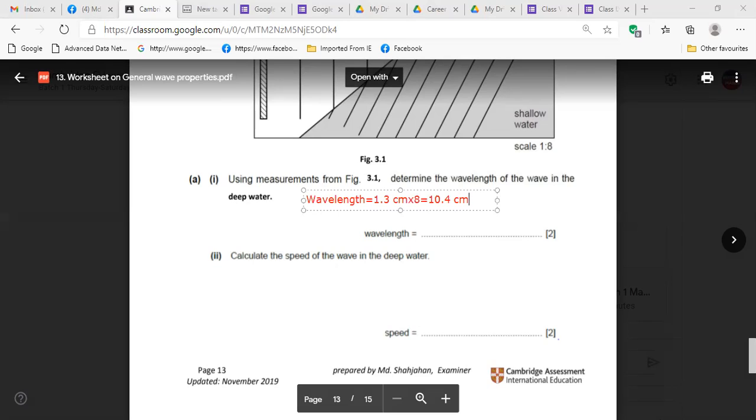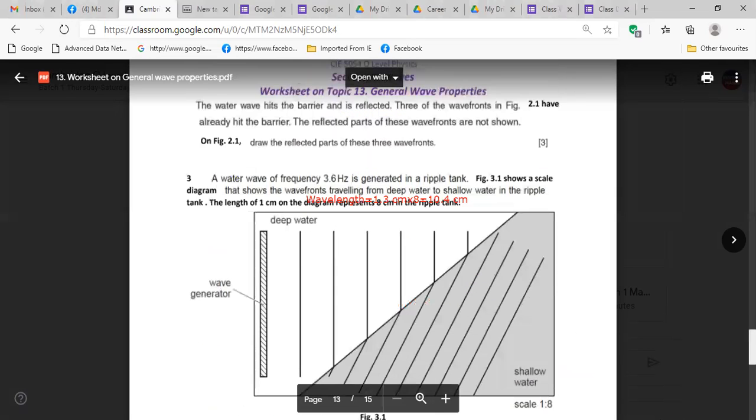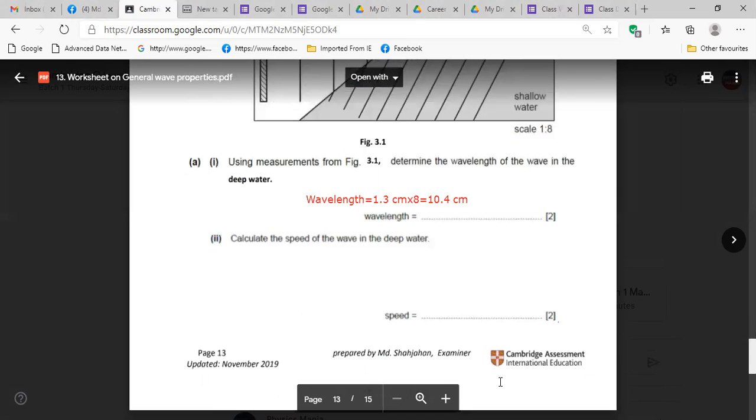Yes, sir. Now they are asking you to calculate the speed of the wave in the deep water. So in deep water you got the wavelength, and the frequency is given how much? 3.6. Where is frequency given? At the top, in the question. 3.6. So our formula of speed we know. Speed equals frequency multiplied by wavelength. Very good.